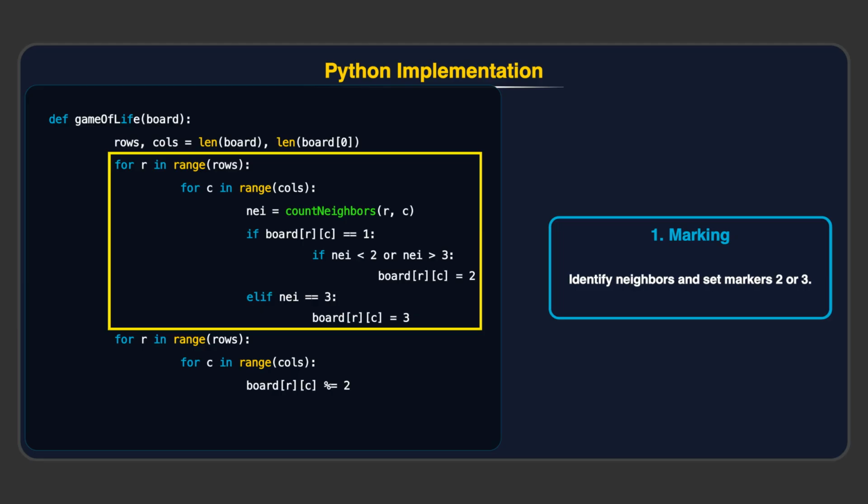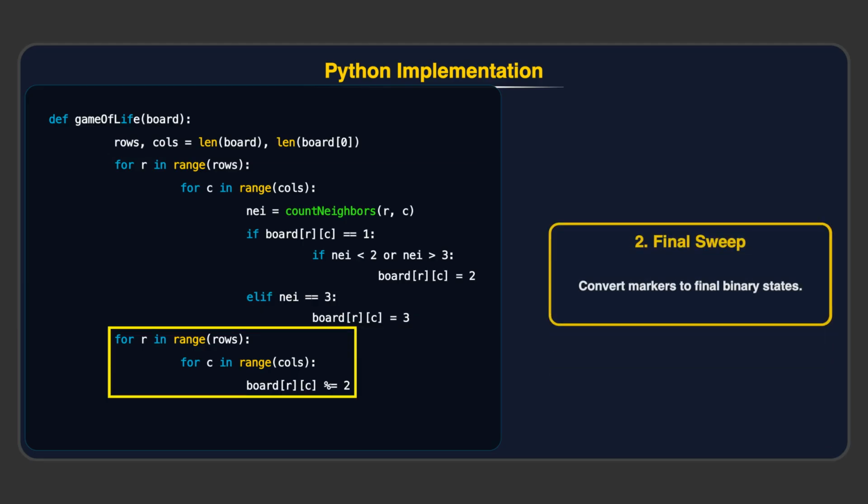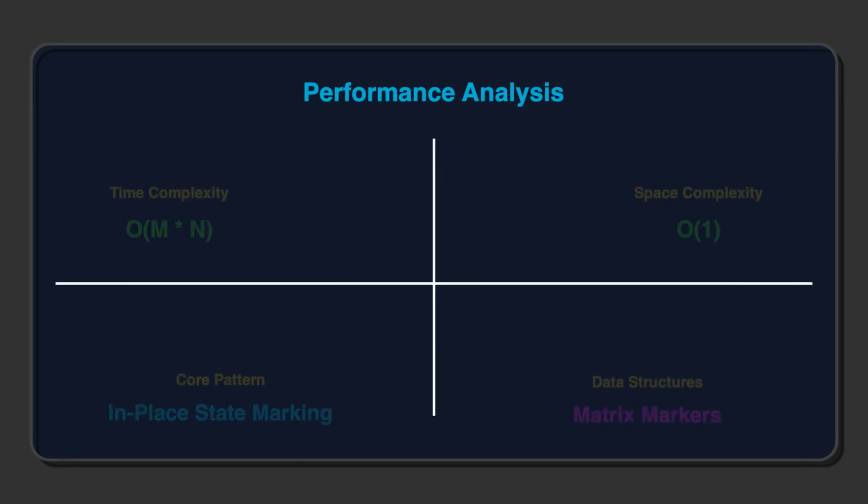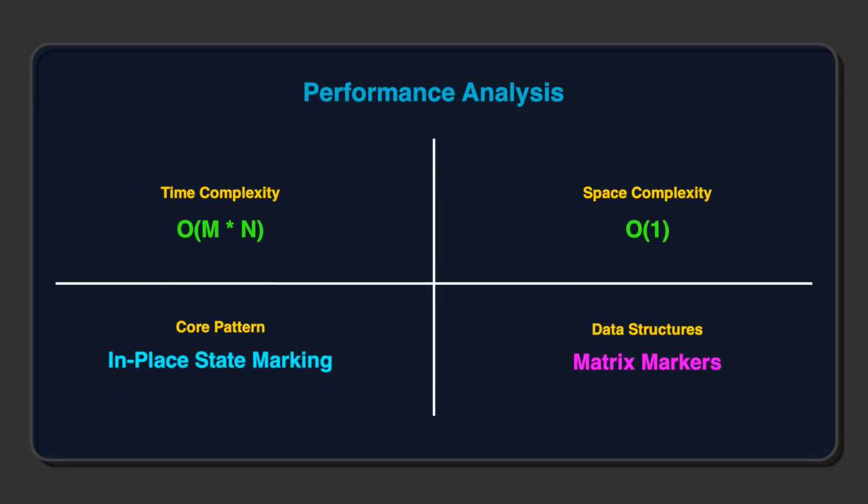After marking the whole grid, we run a second nested loop. We use the modulo operator, val % 2, to transform our temporary marks into their final states. 0 and 2 become 0, while 1 and 3 become 1. Simple and elegant. For time complexity, we visit each cell exactly twice, once for marking and once for updating.